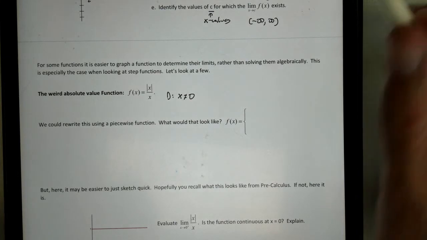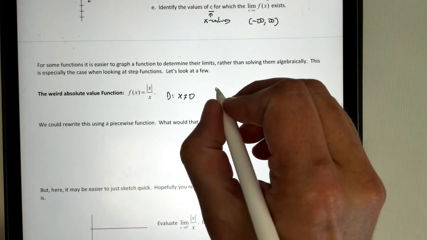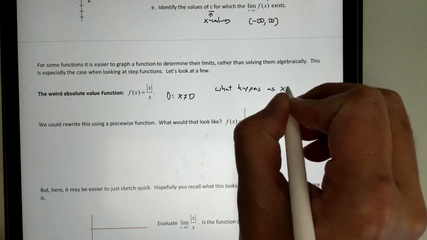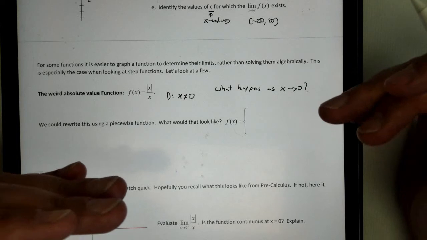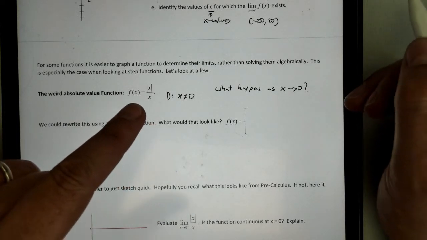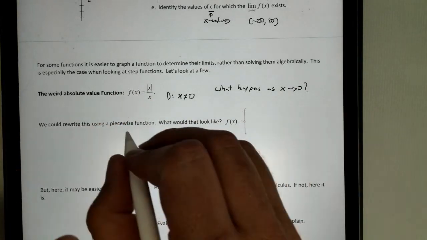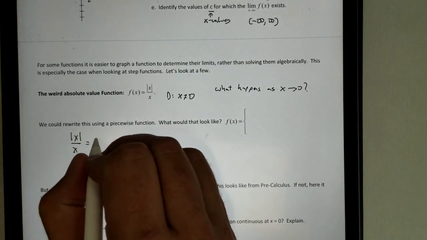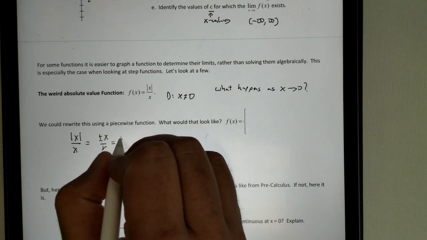So we want to find out what happens as x approaches 0, and to find that out, sometimes it's easier to graph it. The first thing we can do is write this as a piecewise function. The absolute value of x over x really becomes plus or minus x over x, or plus or minus 1.